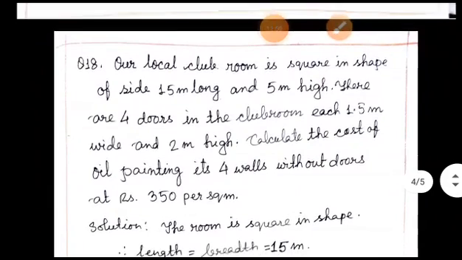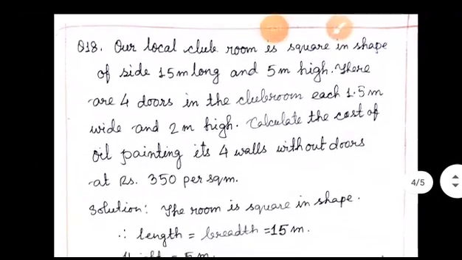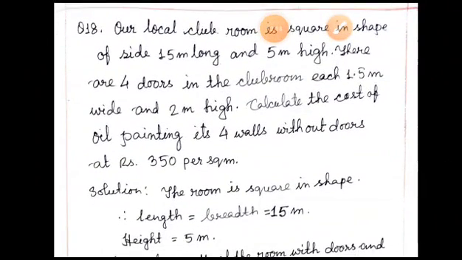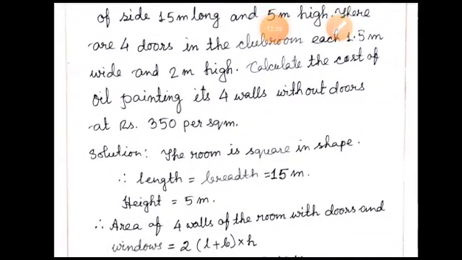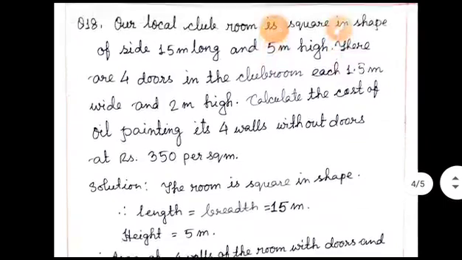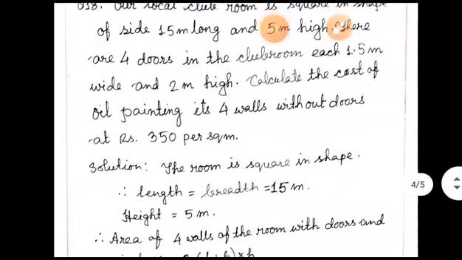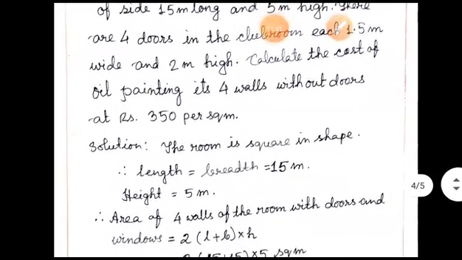So here the club room is square in shape. When we consider it in 3 dimensions, it might be said to be a cube. The room is square in shape, so length equals breadth, which equals 15 meter, and the height is different here. That means the ceiling and the floor are squares. Since the height is different, it is actually not a cube. It is considered a cuboid.